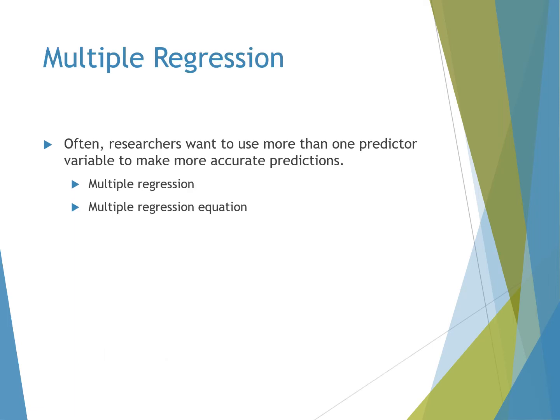Regressions are really useful when we want to use multiple predictors to measure our dependent variable. So if I want to know how gender, socioeconomic status, and college belongingness work together to predict academic success, I would use multiple regression, where I can have multiple independent variables working together to predict one outcome.